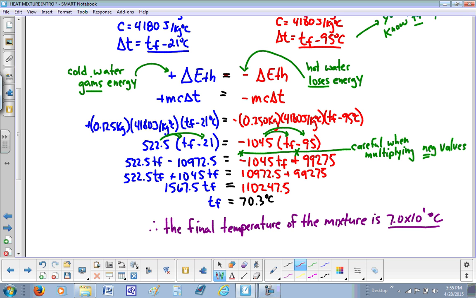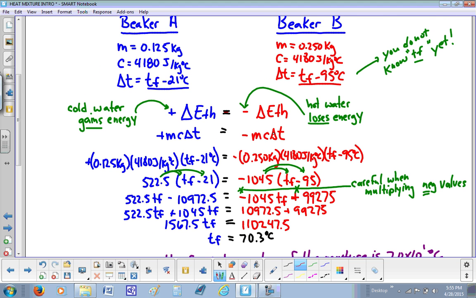So there you go. The final temperature of this mixture, 70. So again, what we did, we created the two sides. We know that we lose energy on this side. We gain it on this side. Careful with your temperature changes. TF minus 21, TF minus 95, and we got our final answer.